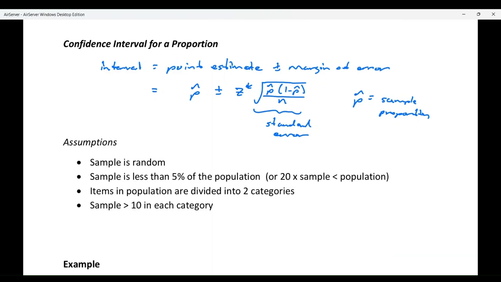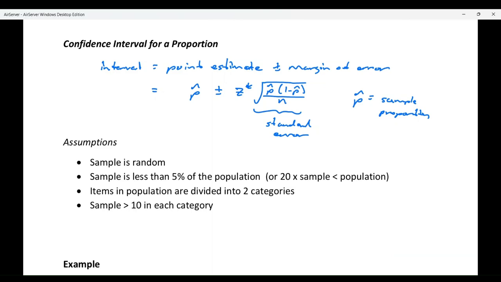We would have to switch to a different process if we had a much larger sample size compared to the population. The items in the population are divided into two categories. Now, this isn't something that we actually have to write out or formalize as a check, but we just want to make sure that our data fits into one of two categories. And then the third is that the sample is greater than 10 in each of those categories. So if I have a sample of 50 and maybe 30 of those are in one category, 20 are in the other, I'm okay. But if 45 are in one category and only 5 are in the other category, again, I really shouldn't be using this process for that situation.